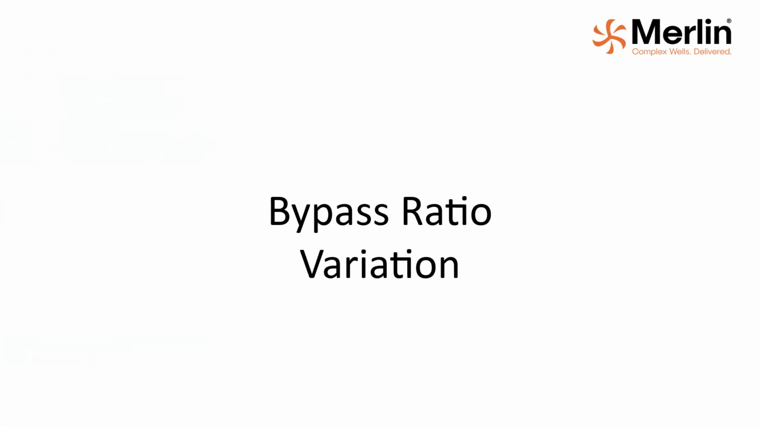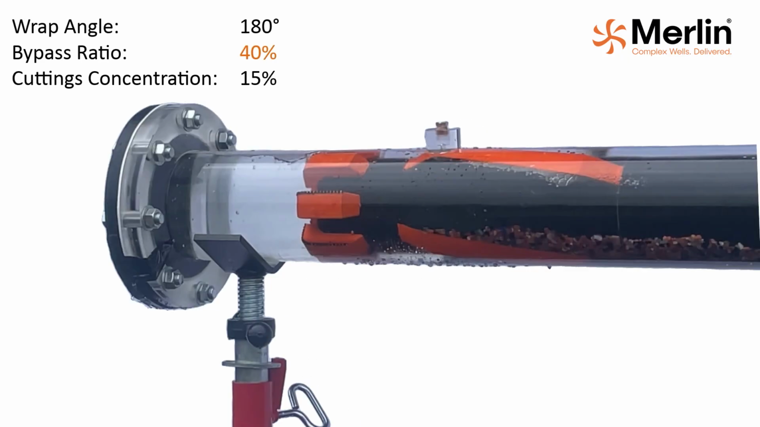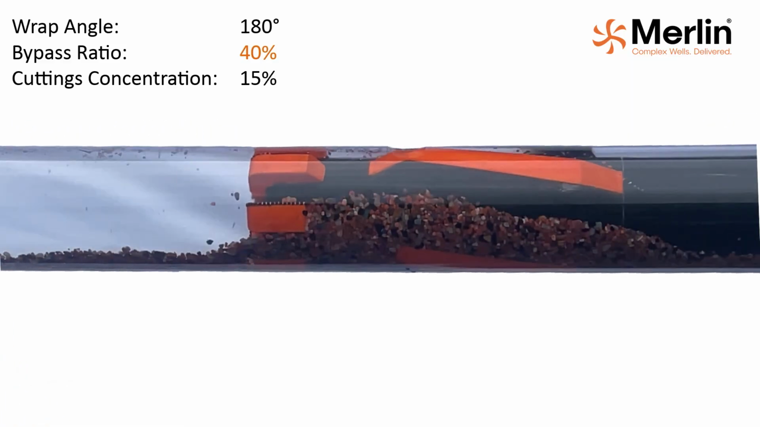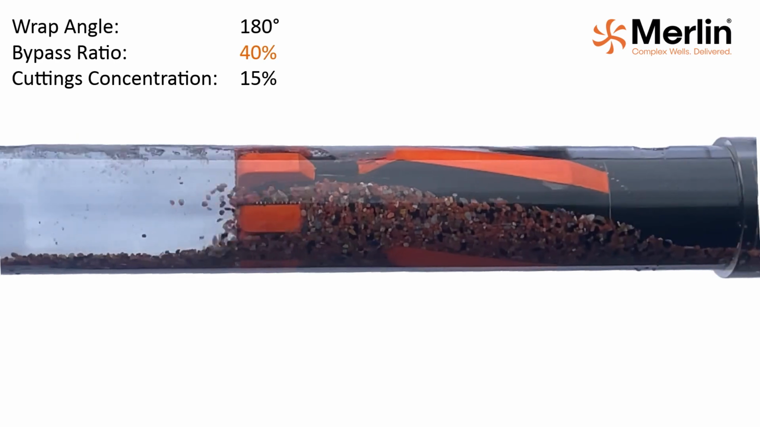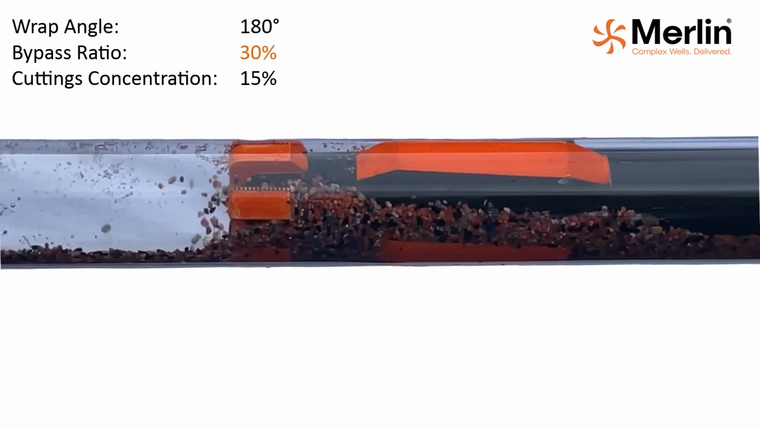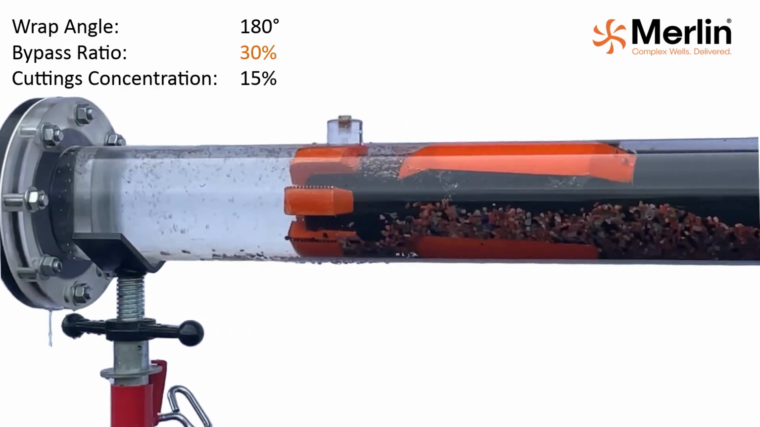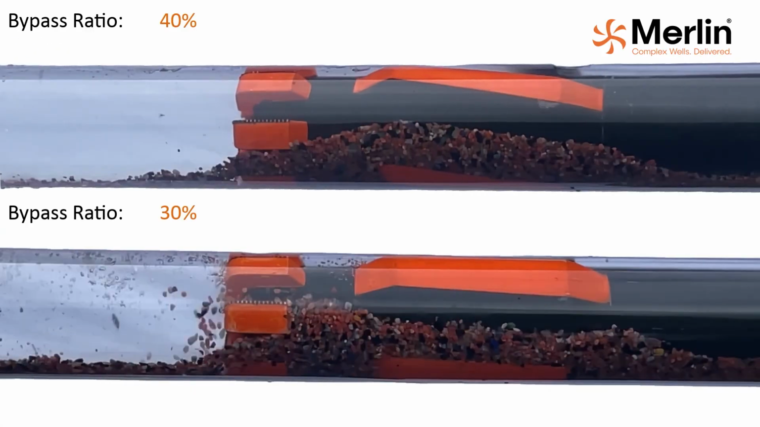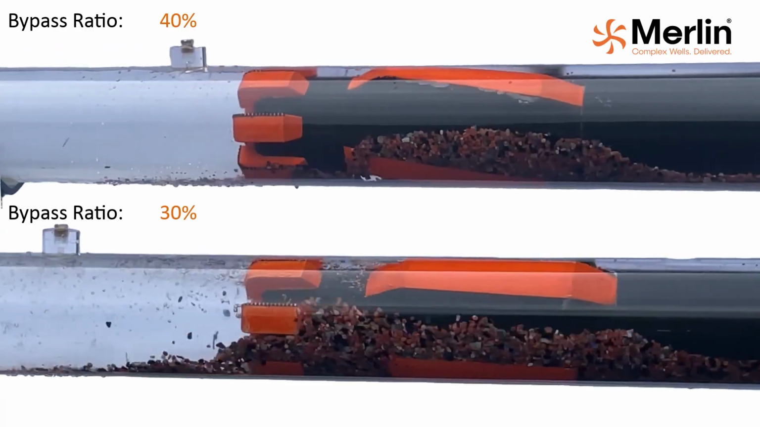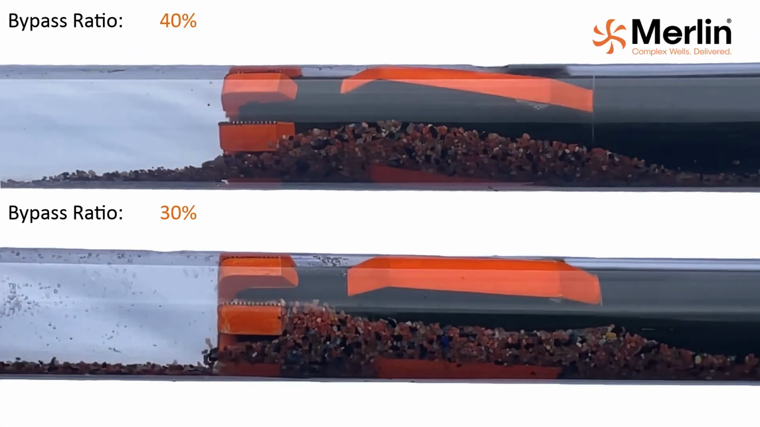Bypass ratio variation. These simulations show the same wrap angle and cuttings concentration while varying the bypass ratio. With a bypass ratio of 40%, the cuttings flow easily through the stabilizer and accumulate slowly before the bit. When the bypass ratio is decreased to 30%, the cuttings still flow smoothly, but they take up more space between blades and accumulate much faster before the bit. In this comparison, we can see that a higher bypass ratio allows for more material to flow easily and reduces any buildup that may occur, reducing the risk of pack-off.